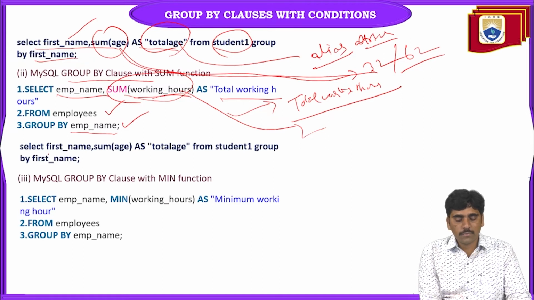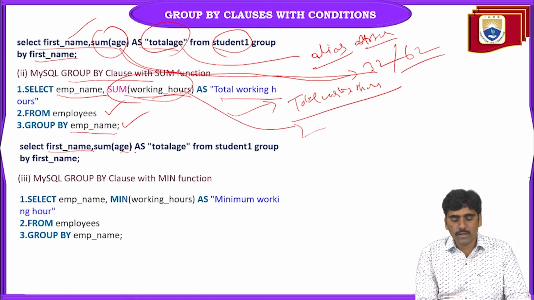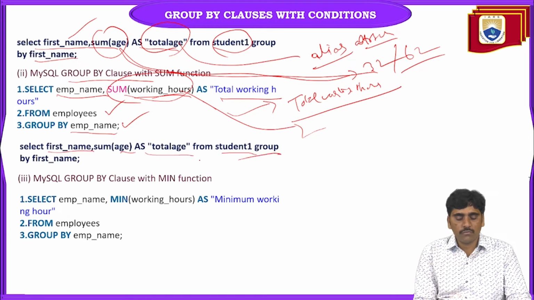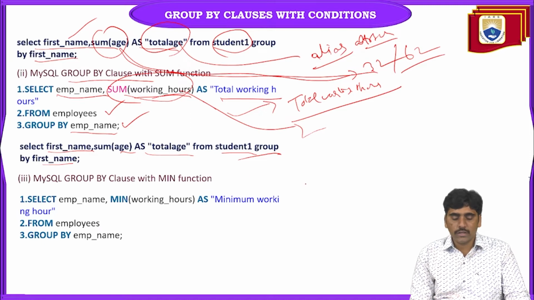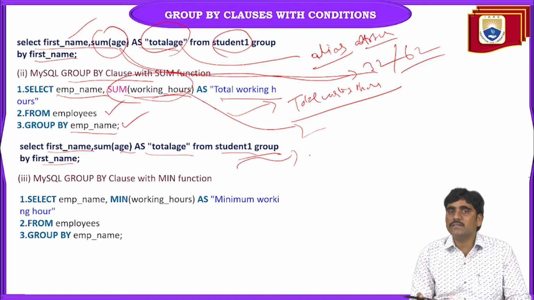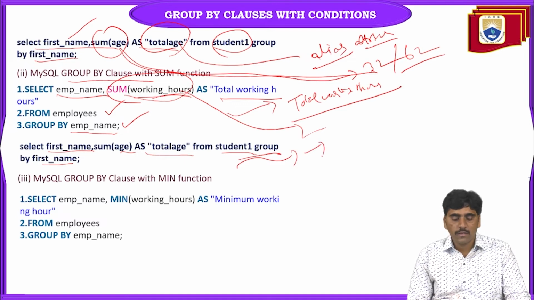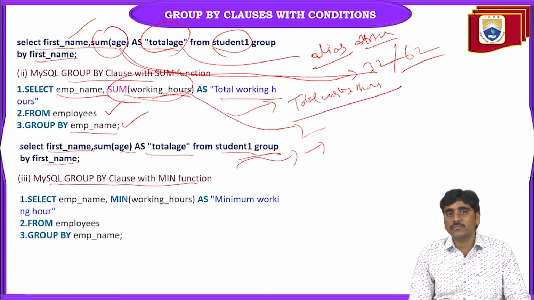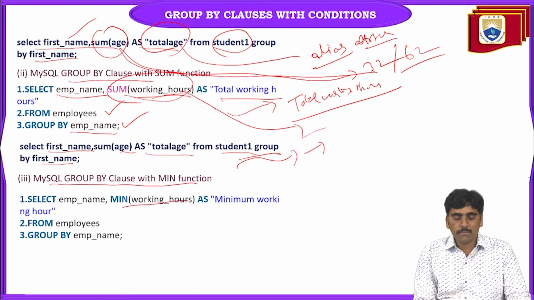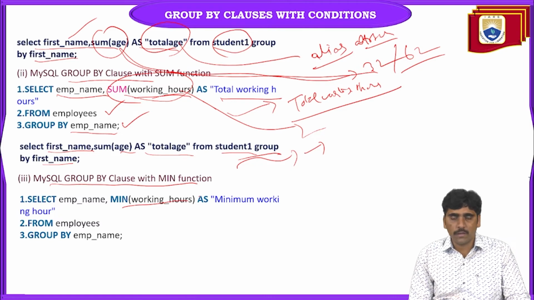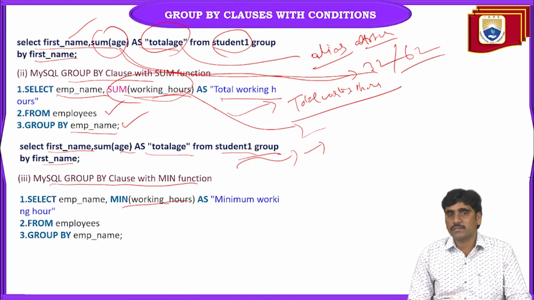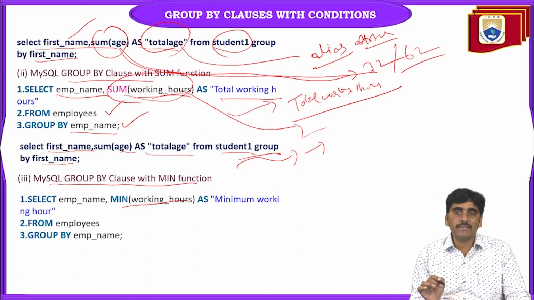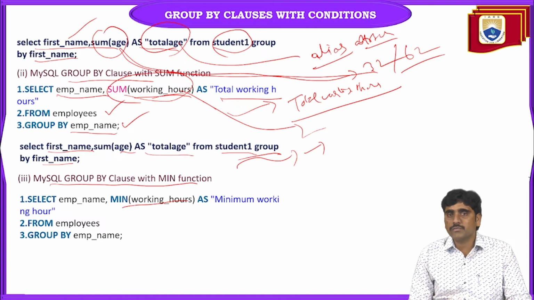Let us take an example: SELECT first_name, SUM(age) AS total_age FROM student1 GROUP BY first_name. Here all the students' ages are grouped together and the sum value is displayed. Next one is the MySQL GROUP BY clause with the MIN function. It displays the minimum value of all the records from the table.